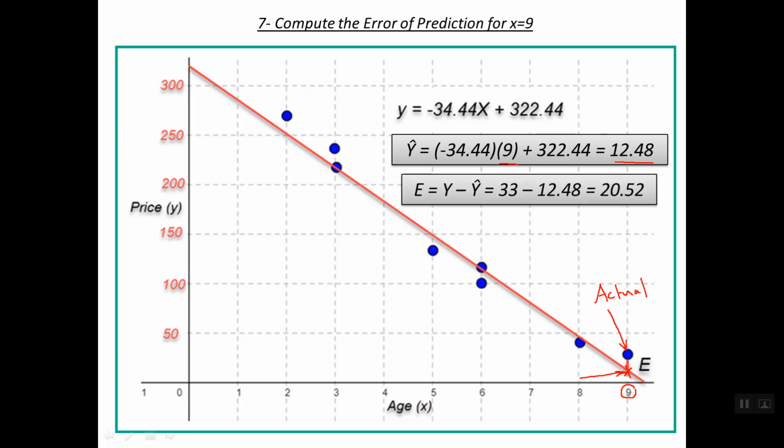So now we can simply calculate the error of prediction, which is capital E, which represents the actual value y minus the predicted value. See that we will have a positive value for the error. The actual value for x equal 9 is 33, while the calculated or predicted one is 12.48. So the difference is 20.52, which represents the error of prediction.